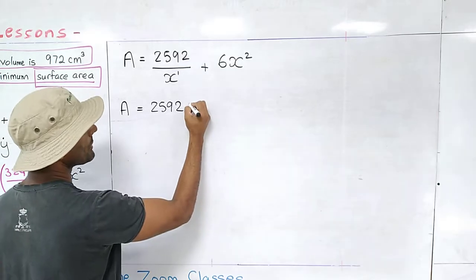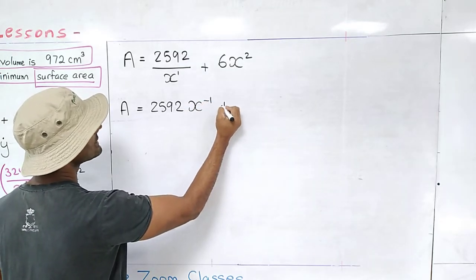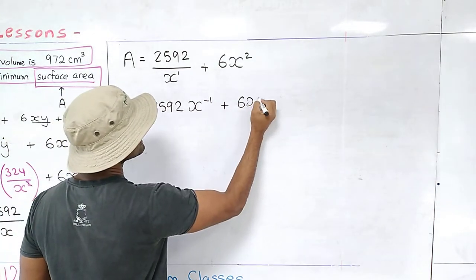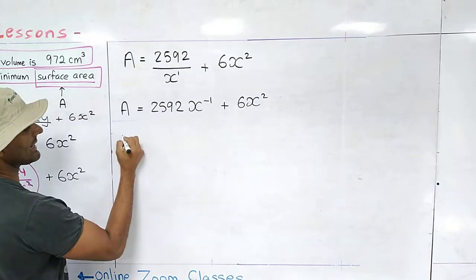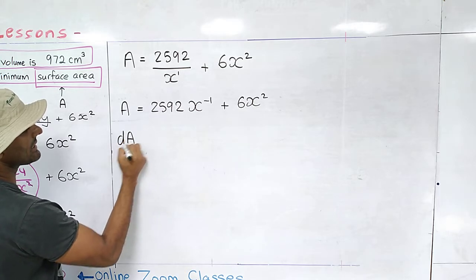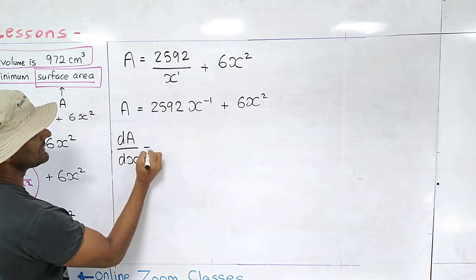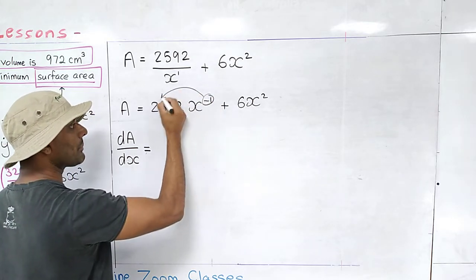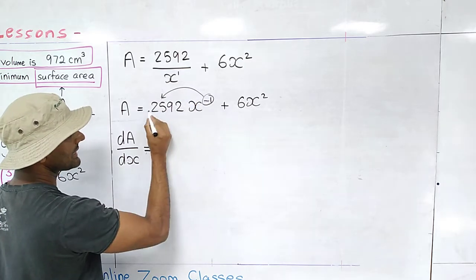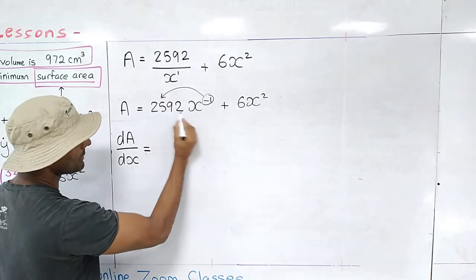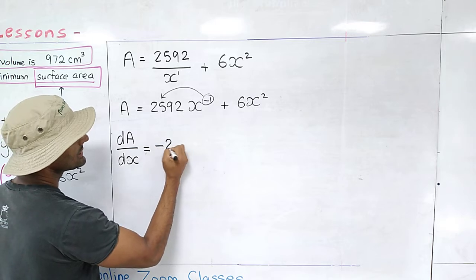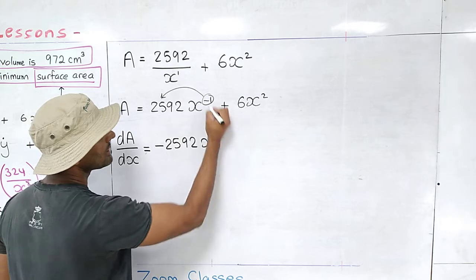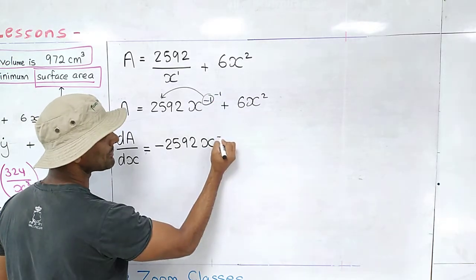If we throw him on top, using our little indices rules, the power becomes the opposite. And we have 6x squared here. Let's differentiate a and x. When you differentiate a and x, you get dA dx. How do you differentiate? You throw the power in front. Whatever you have here gets multiplied by this. So minus 1 multiplied by this is minus 2592. And then you minus 1 from the power. Minus 1 is minus 2.